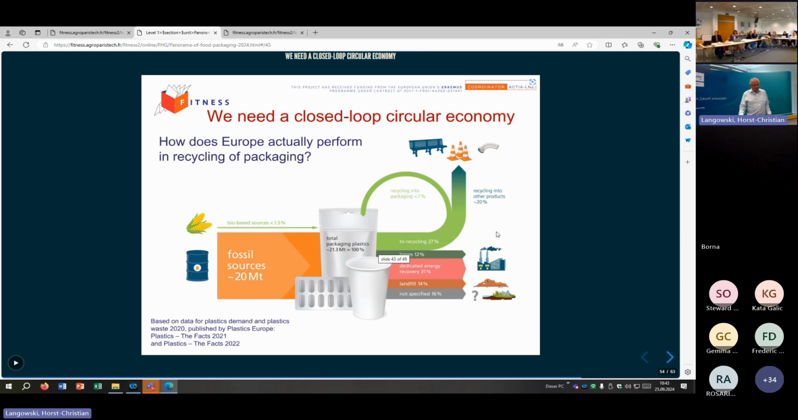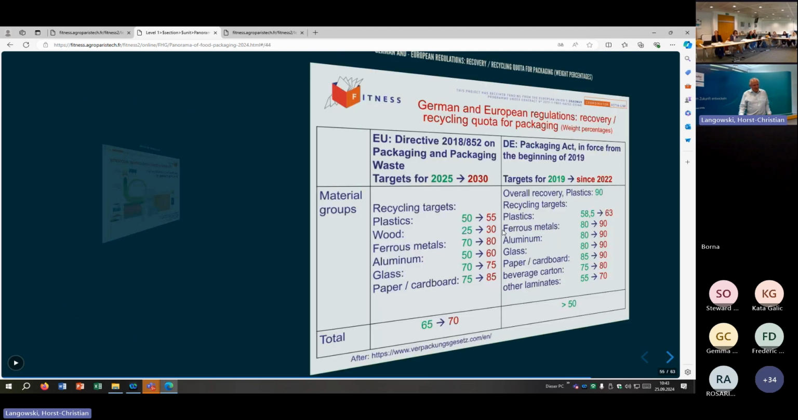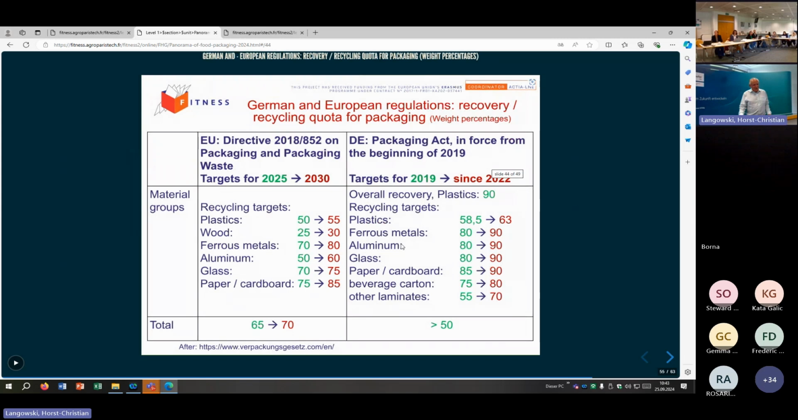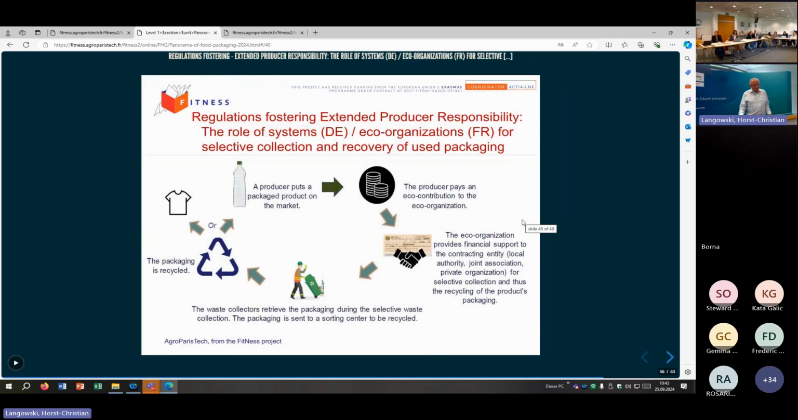I don't want to go too strongly into the details of this figure. And also the quotas, which are raised over time, are quite high in the meantime. But to achieve recycling quotas of plastics much higher than 50% is still a big task for us.